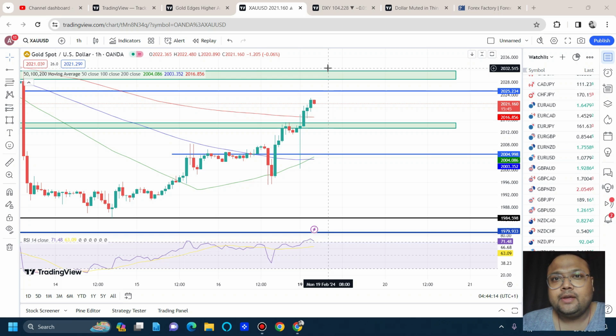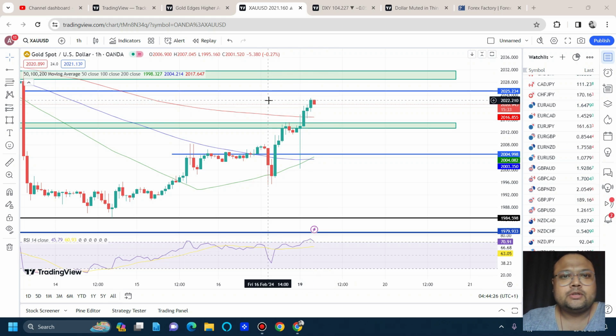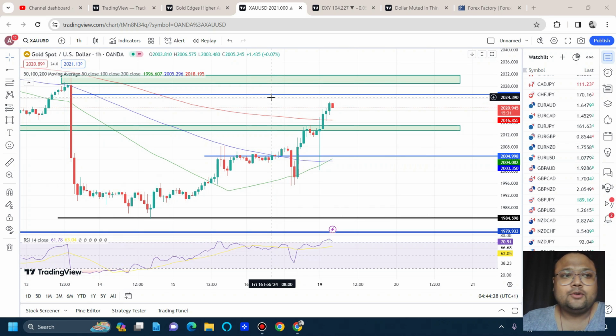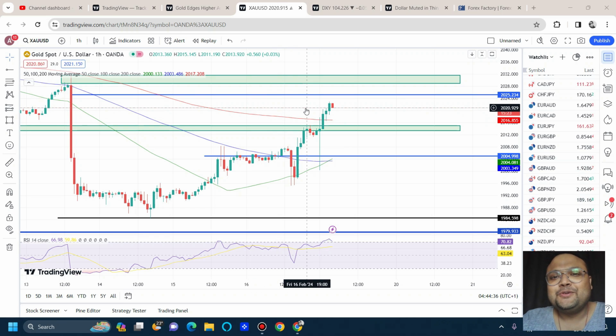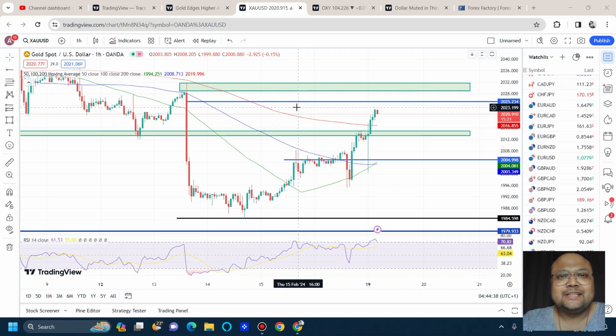Those who were having a buy position, hope you made some money, because we discussed the possibility of the market going up if it crosses 2016, and our target was around 2021. So if you took a buy, then hopefully you made some money. And if you missed the market, if you were also sleeping like me, then you need to look for fresh trading opportunities in the market.